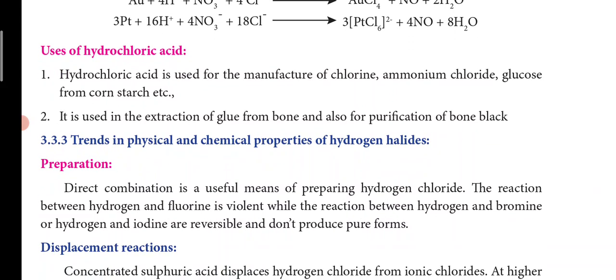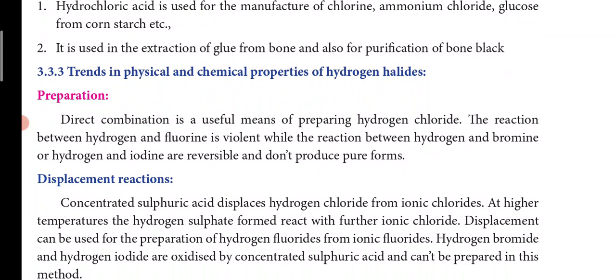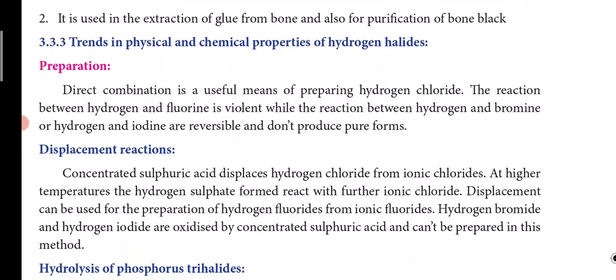Uses of hydrochloric acid. It is used in the manufacture of chlorine, ammonium chloride and glucose from cornstarch, and in the extraction of glue from bones. From bones, glue is removed, for which hydrochloric acid is used, and also in the purification of bone black.